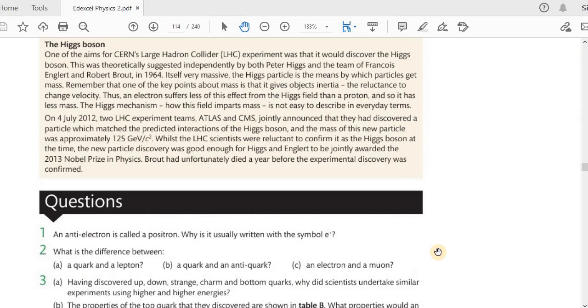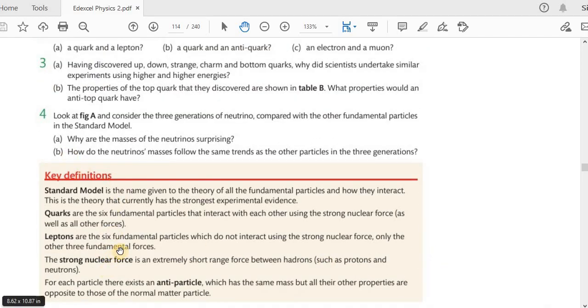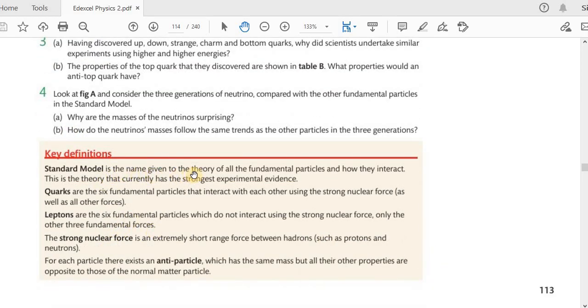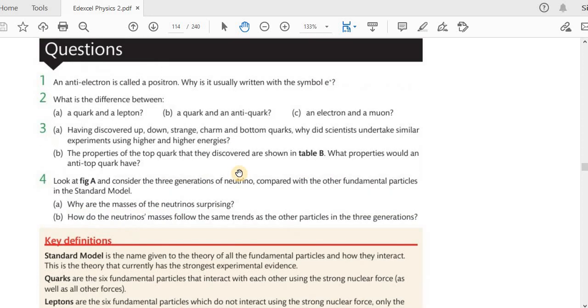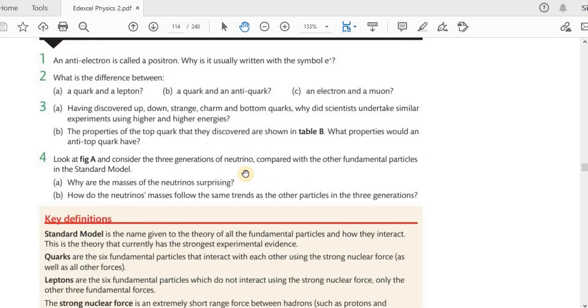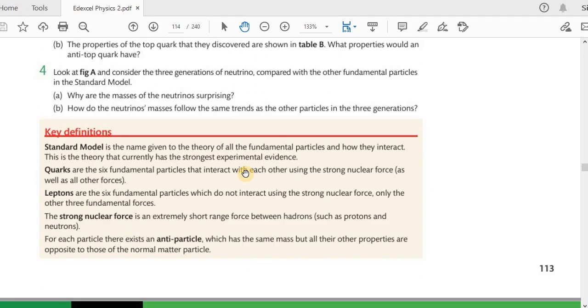Okay, then let's see the next part, the last page here. And also there are definitions. These definitions are important. Standard model is the name given to the theory of all the fundamental particles and how they interact. This is the theory that currently has the strongest experimental evidence. Quarks are 6 fundamental particles. I wanted to mention that. So the fundamental particles are the quarks and the leptons. Quarks are fundamental particles. Leptons are also fundamental particles. So in total you have 12 fundamental particles, 6 quarks and 6 leptons.